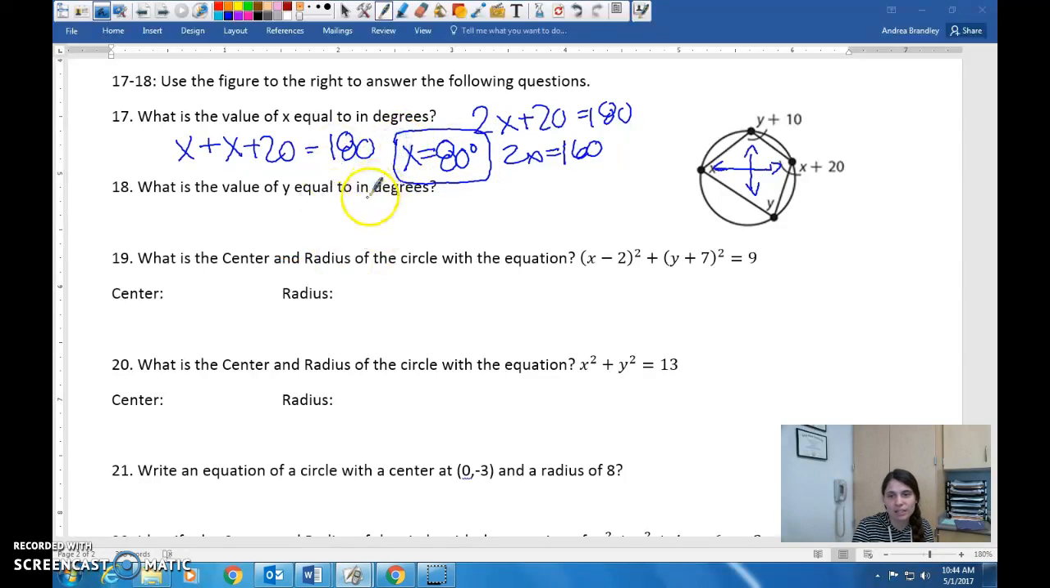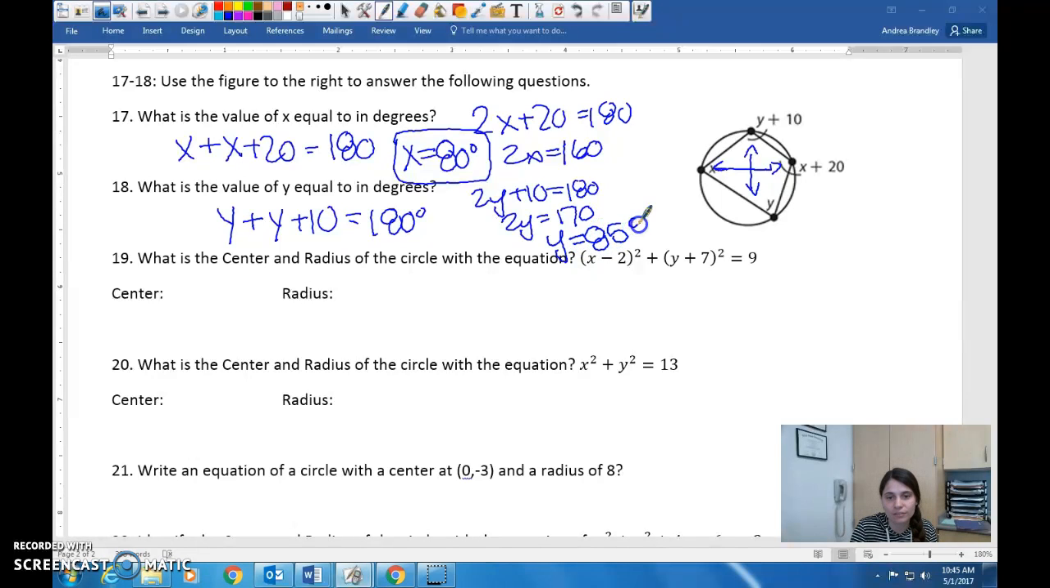Then I use that same idea for y. So y plus 10 equals 180. So 2y plus 10 equals 180. 2y equals 170. And then y equals 85 degrees.